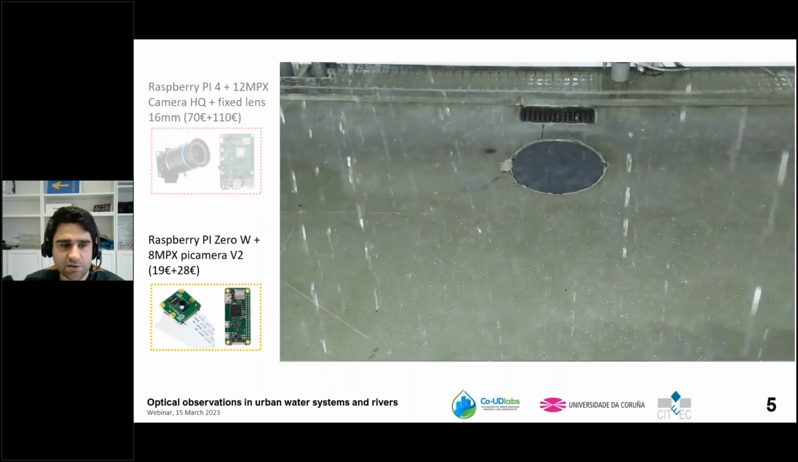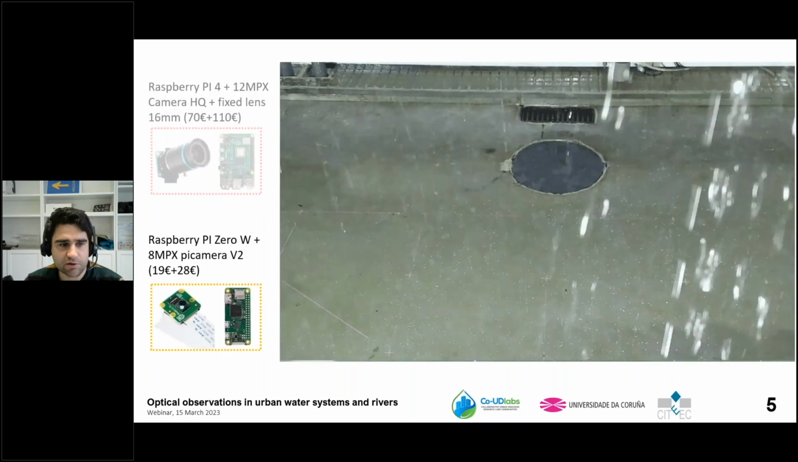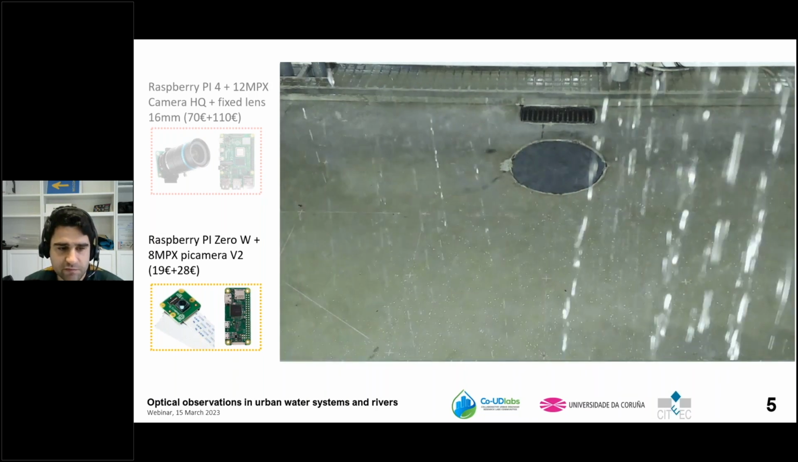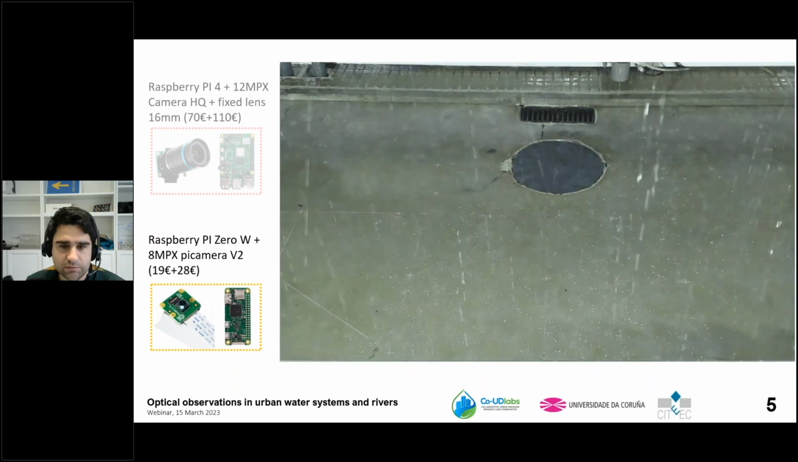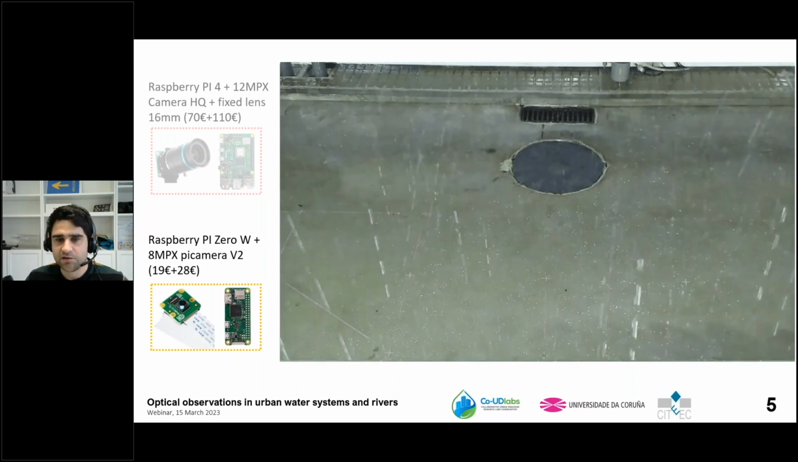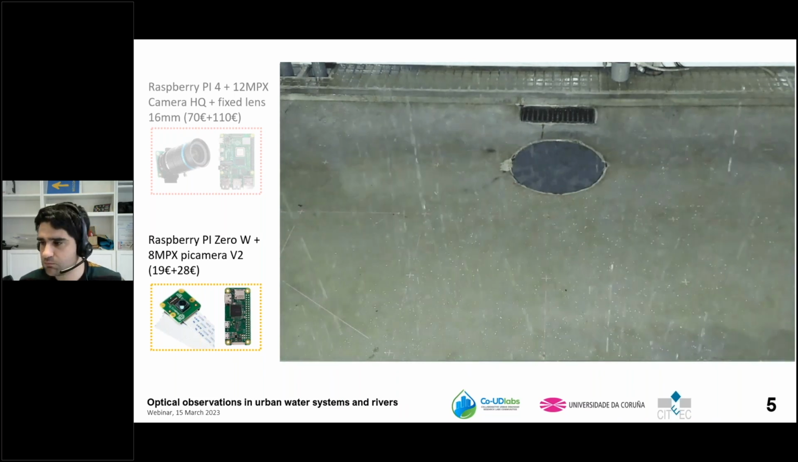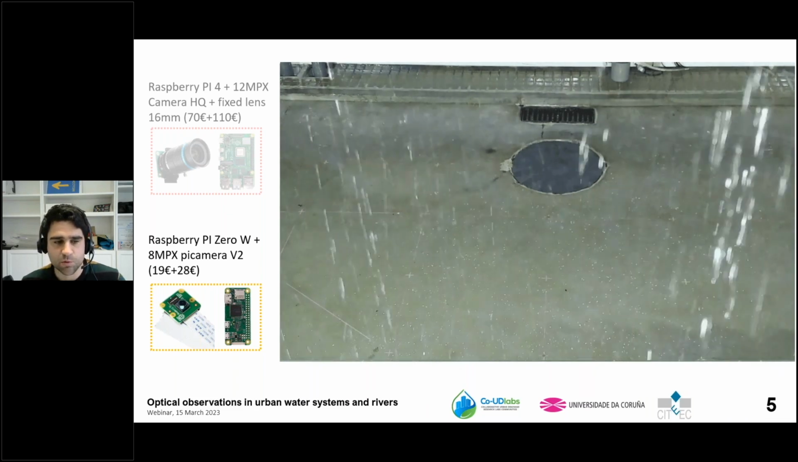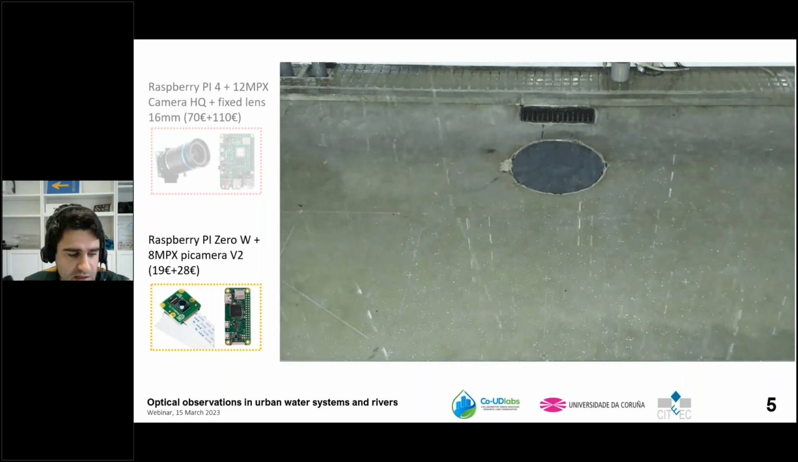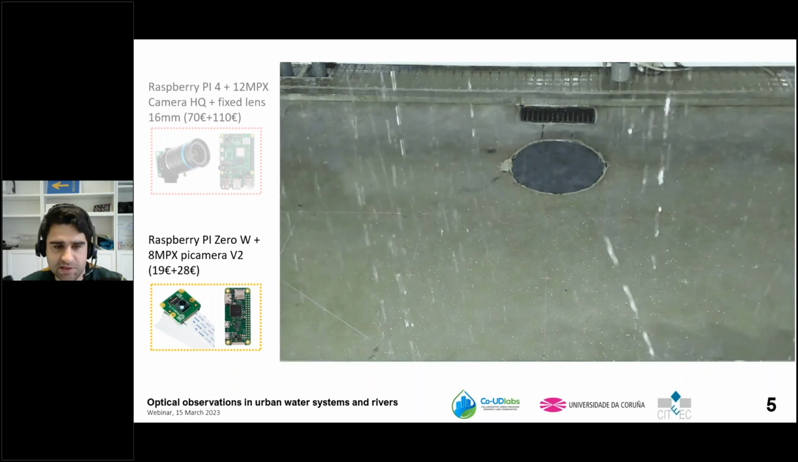The other combination is a Pi camera and a Raspberry Pi Zero W that costs less than 50 euros, and this is used just to see a wide area of around 6 square meters, more or less, and has less processing capacity.